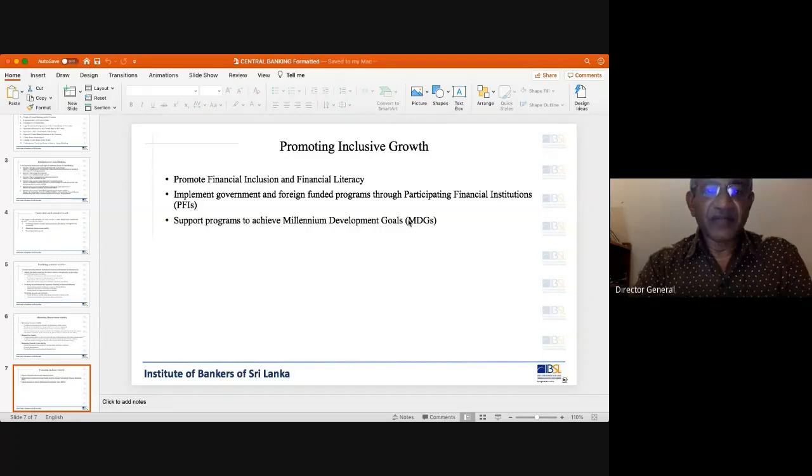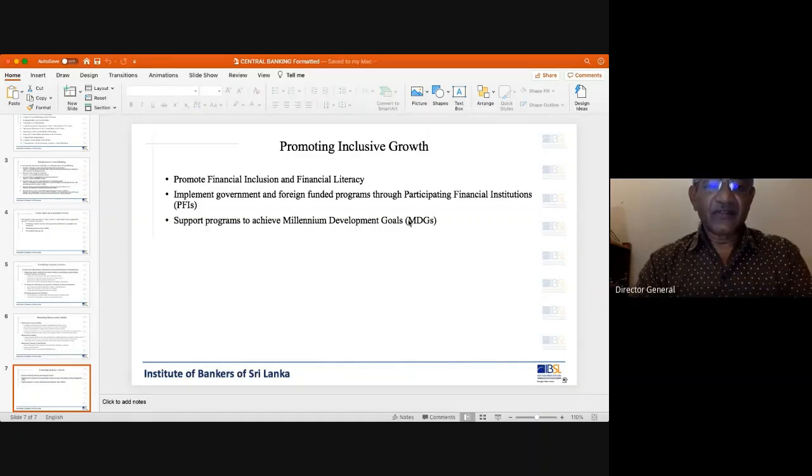Then the other one is to implement government and foreign funded programs through participating financial institutions. Sometimes the government and international organizations like the World Bank and the Asian Development Bank have special programs to support poor segments of the society, to reduce or alleviate poverty. Then there should be a mechanism to channel those funds to those needy segments of the society. The central bank facilitates that as well. Thereby, if those poor segments of the society have no funds, they can provide seed funds. Seed funds means funds to start their businesses. Not only the funds, they also can provide guidance about how to do it, marketing facilities, all those things are also supported by the Central Bank of Sri Lanka in the case of Sri Lanka.